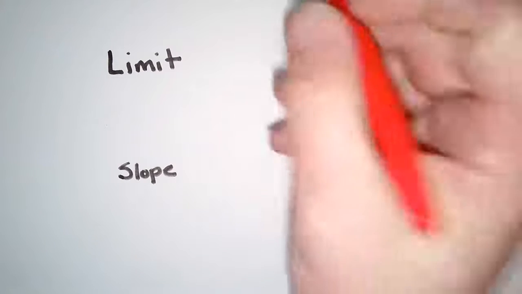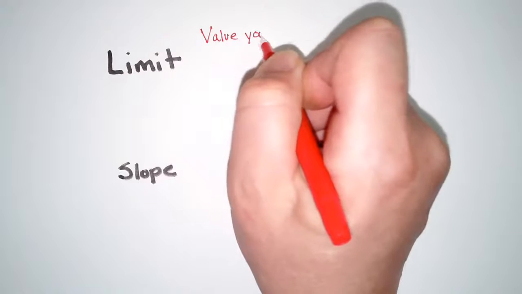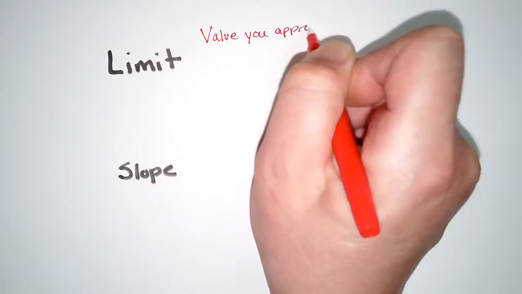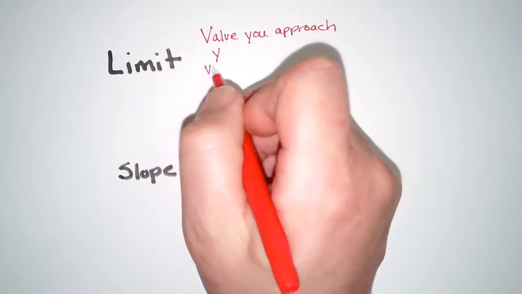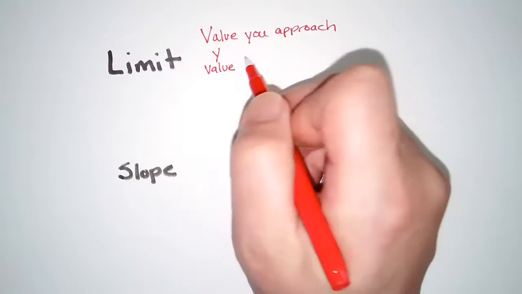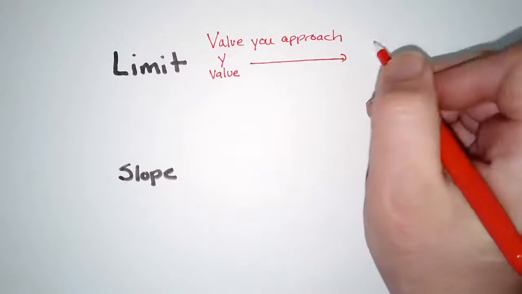Okay, so as a real quick review, here's what we've learned and where we're going. A limit is just a value you approach. I'm going to change those words. It's a y value you approach as you get close to a certain x value.